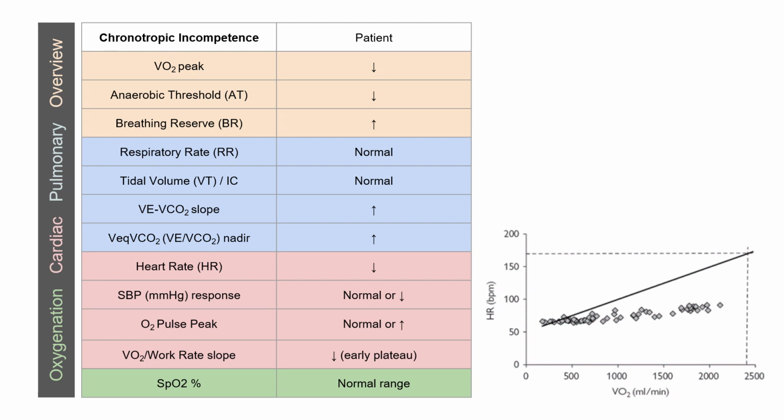And here on the right we can see the predicted heart rate trajectory for VO2, and they are down here. So if this is where they end up, this is where they should end up, and this is obviously abnormal.